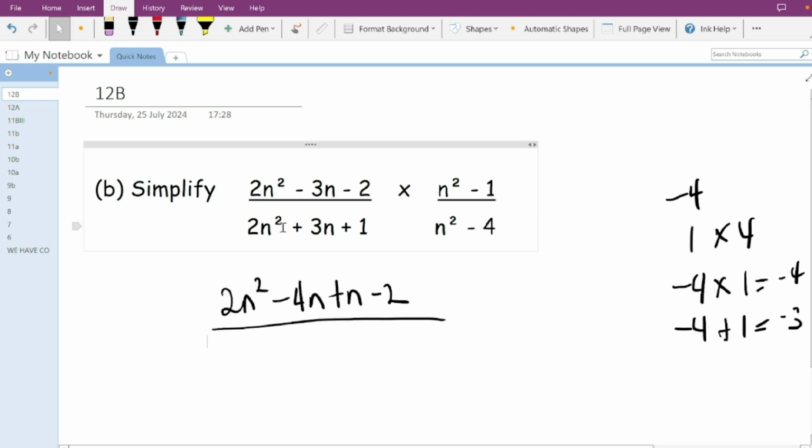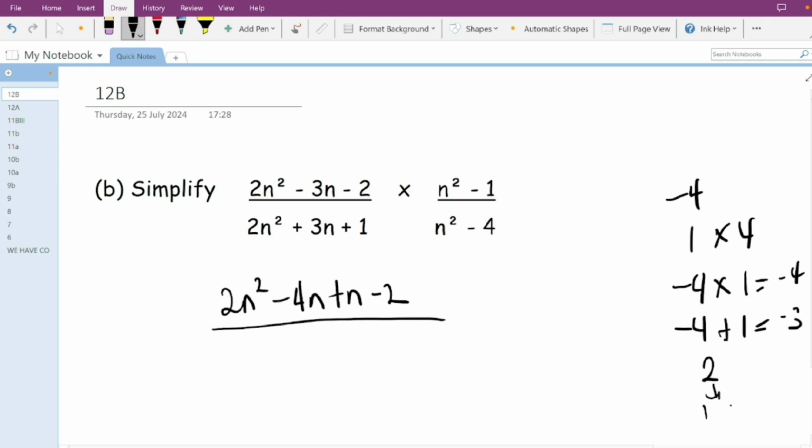Then for the lower one, this is also not 1. So you multiply the 2 by the constant, which is 1. 2 times 1 is 2. Now the only way you can get 2 is 2 times 1, and you need to get plus 3. Multiplying the coefficient of n squared by the 1 will give you 2. That's the one we use. So 2 times 1 will give you 2, then 2 plus 1 or 1 plus 2 will give you 3.